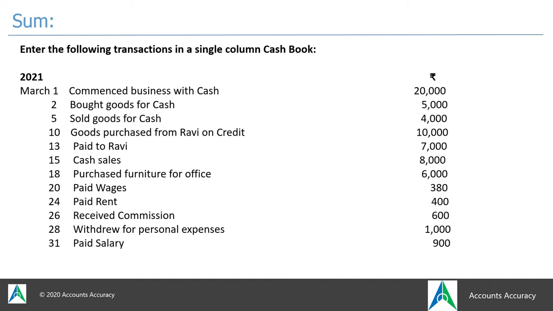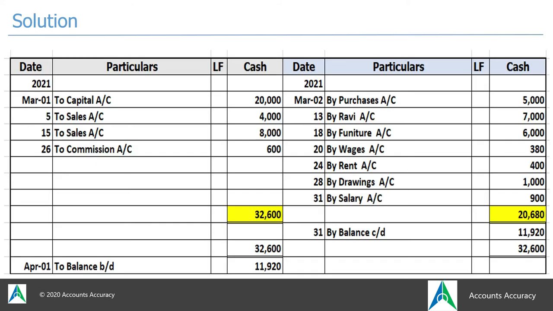Next is your withdrew for personal expenses, as it's a drawing for personal use. So that's why these expenses will not be the expense of company, but it belongs to entrepreneur's personal expense. So that's why it will be drawings. And the cash is going out. So that's why it will be written as by drawings at the credit side because cash is going out of the firm in the hands of entrepreneur. March 28, 1,000 by drawings.